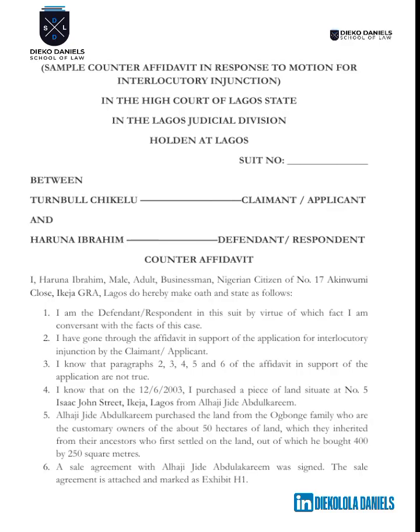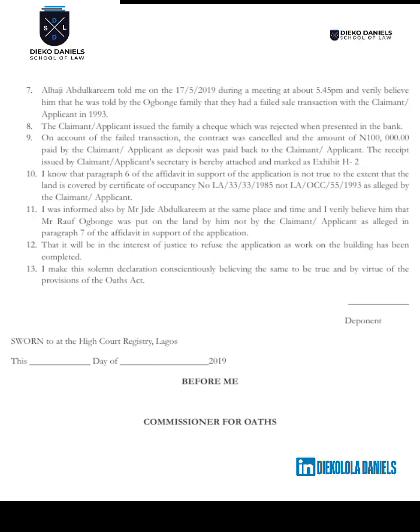The receipt issued by the claimant applicant secretary is hereby attached and marked exhibit so and so. You see what I'm saying? So you follow, in an affidavit you are telling a story. You are telling a story from the beginning of time to the place that the wahala occurred, right? And what happened. So you are going day by day, step by step, telling each story per paragraph.